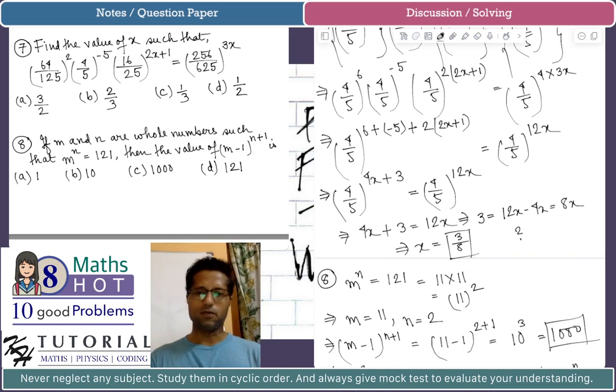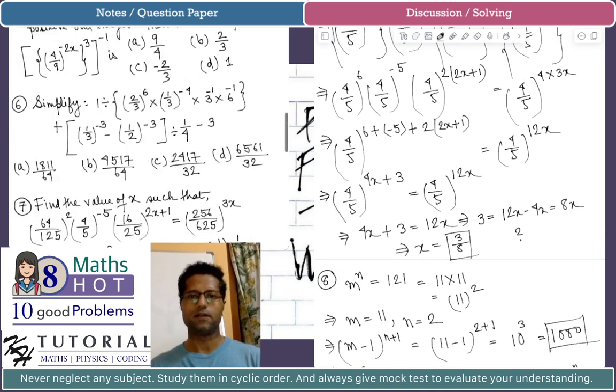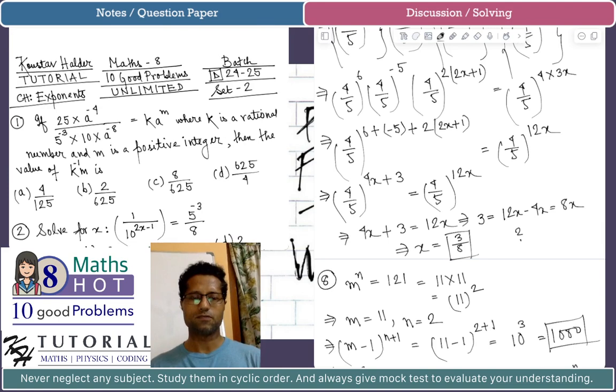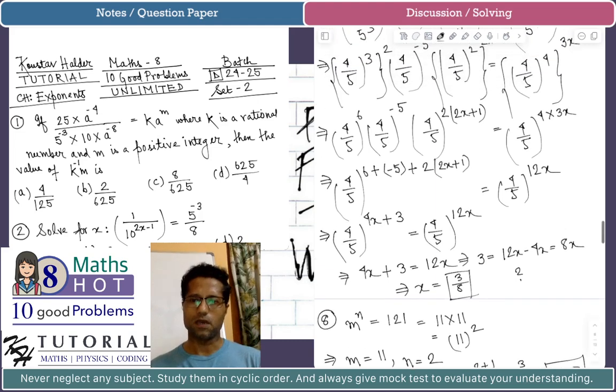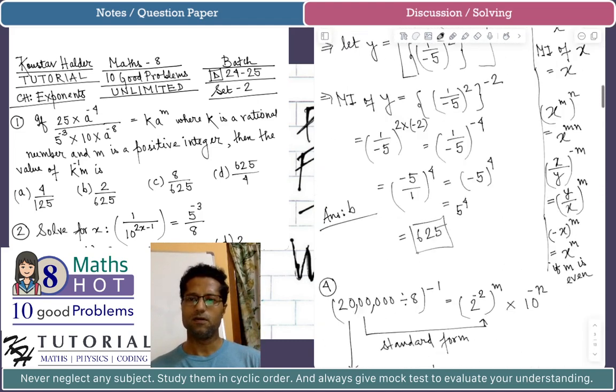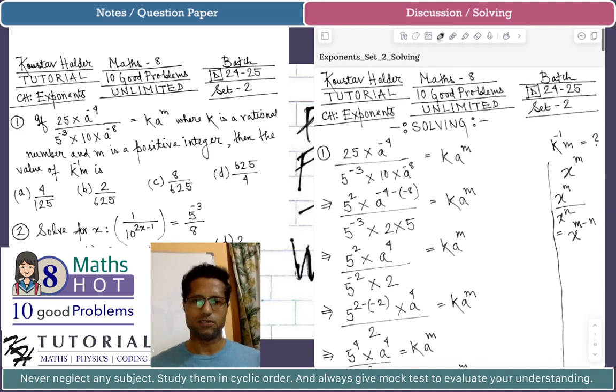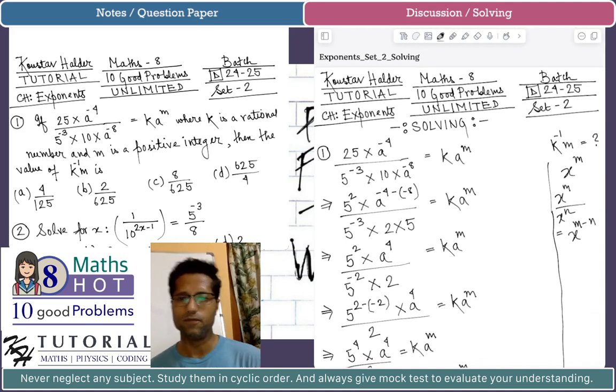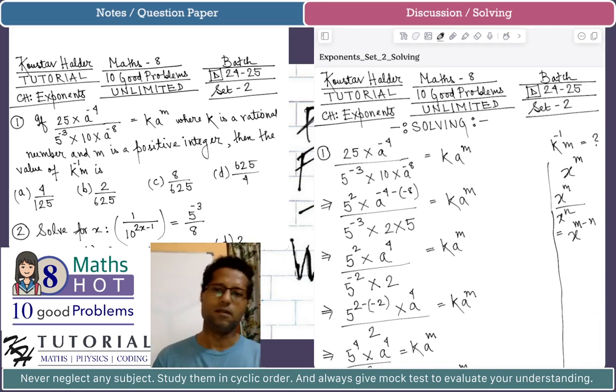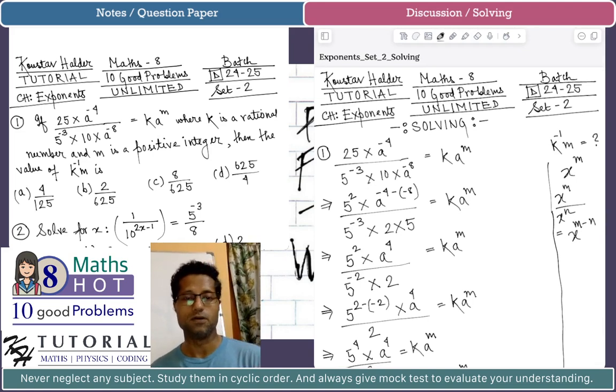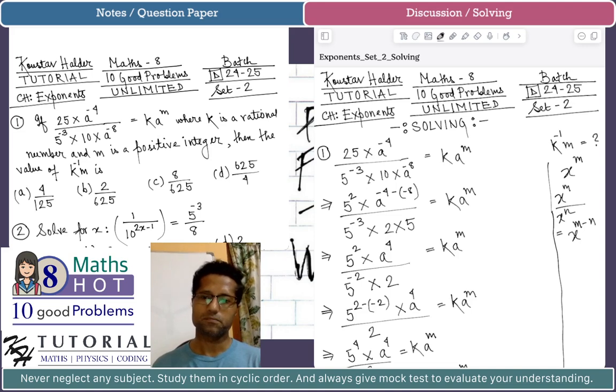So this brings to an end solving problem set number 2, 10 good problems from the chapter of exponents. This is class 8 maths. I hope this video was beneficial. This set of 10 good problems will give you good practice in evaluating your understanding of the concepts of the chapter exponents.